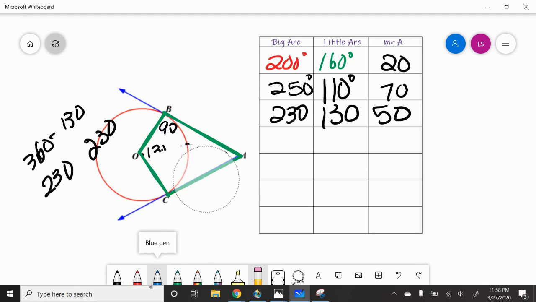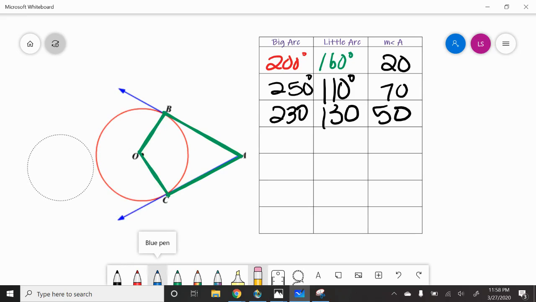Okay. Now what I want to do, don't worry if you haven't figured out the pattern, that's okay. What I want to do now is, instead of giving you the measure of angle A, I want to give you a measure of the little arc or the minor arc. So let's say, let's use one that we haven't used yet. How about 100? So if this is 100 degrees, then the central angle is 100 degrees. I know that this is 90 and this is 90. Sorry, this is 100, not 108.